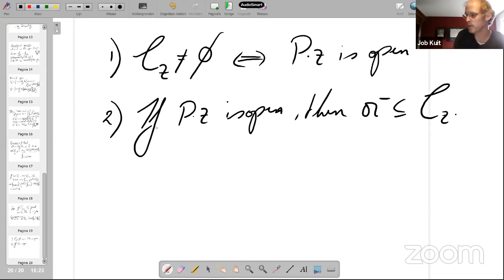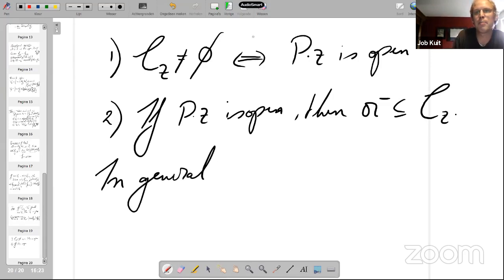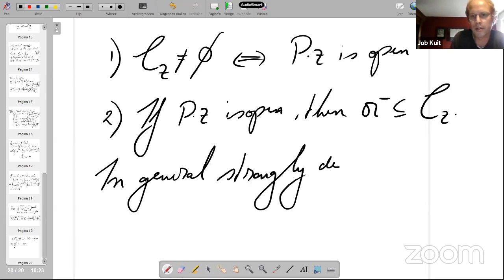There is, however, a big problem. In general, you see it already happening here a bit. So whether you're in an open orbit or not actually makes a huge difference. But in general, even if you take your Z, your point, in an open orbit, it's going to depend heavily on the choice of the point. So in general, it actually strongly depends on Z. So maybe I'll give an example.